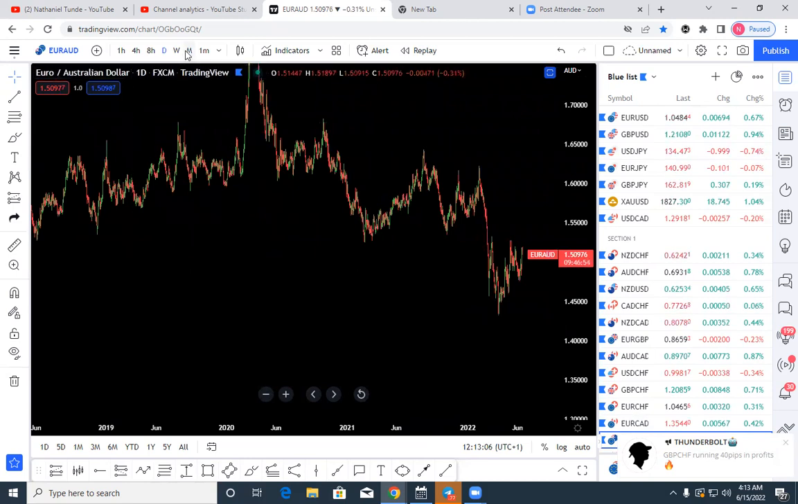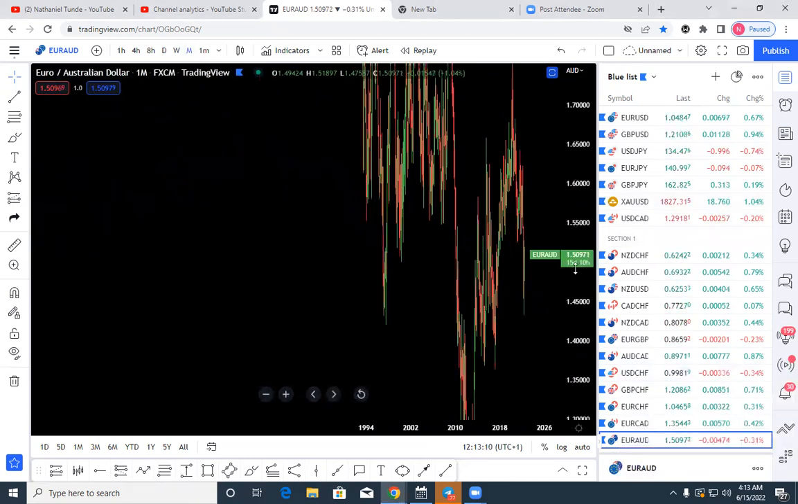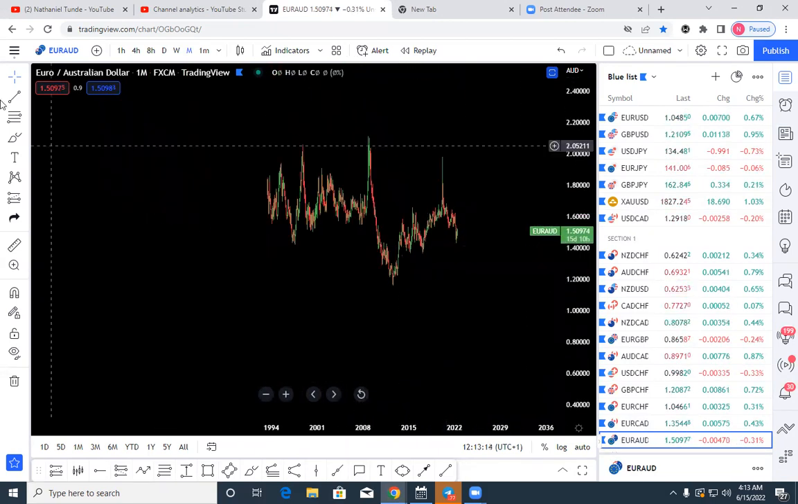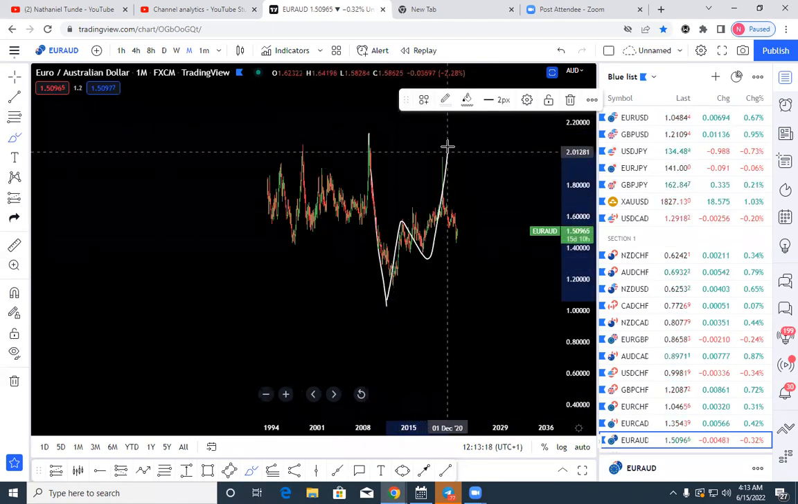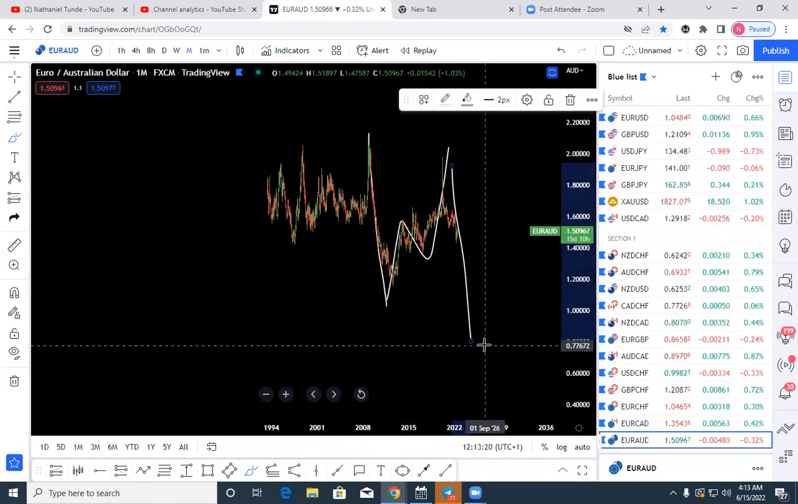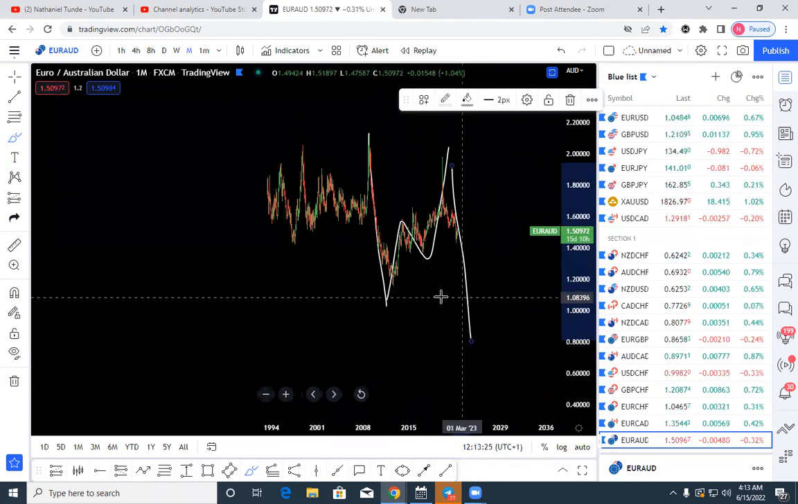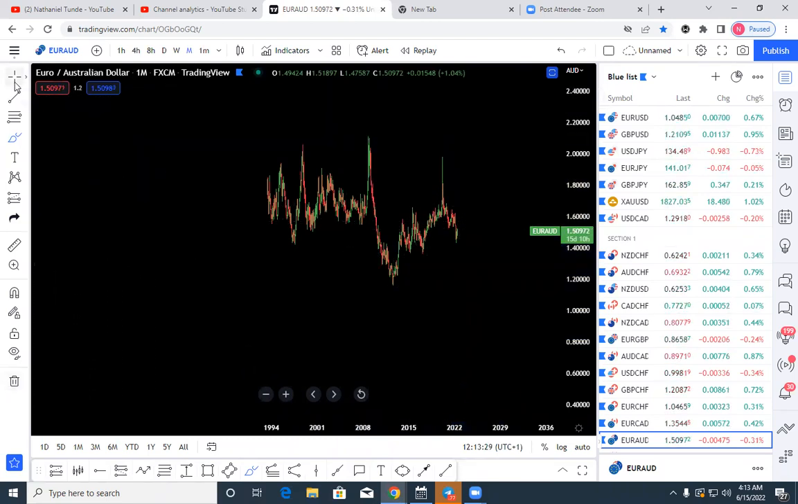Of course, if we have to analyze this pair based on top-down analysis, we are having this impulse, we're having 3 waves up, then we are having this move to the downside. Everybody knows that we are looking for downside in Euro AUD. Okay, and even based on fundamentals, we are looking for downside.